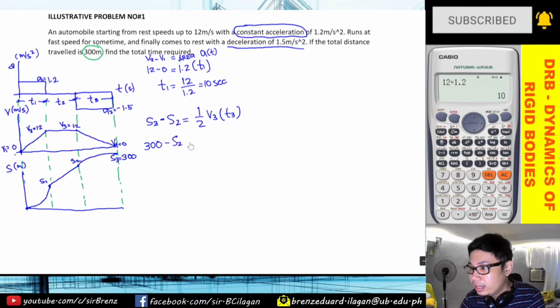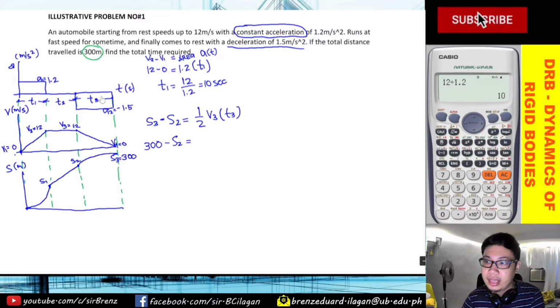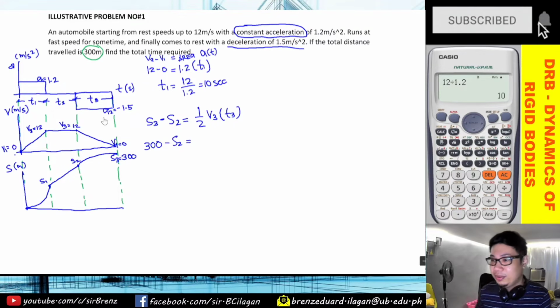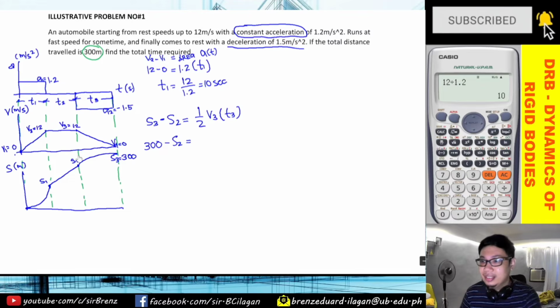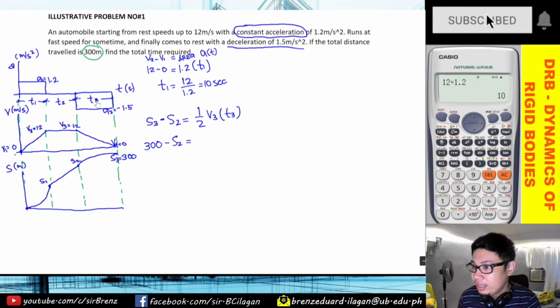Ibig sabihin, guys, kailangan pala muna natin makuha tong shear. Considering this shear and yung kanyang acceleration. Ba't ako puro shear? Velocity. Okay, so ito muna pala yung consider natin para mahanap natin yung kanyang time 3. Okay? So, pagkakuha natin ng time 3, tsaka natin siya i-apply dito.